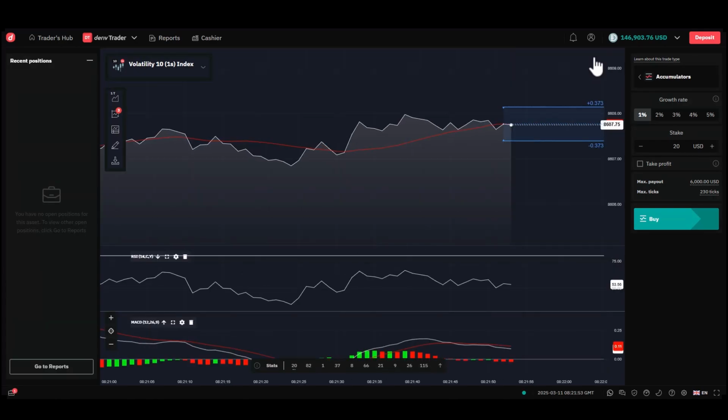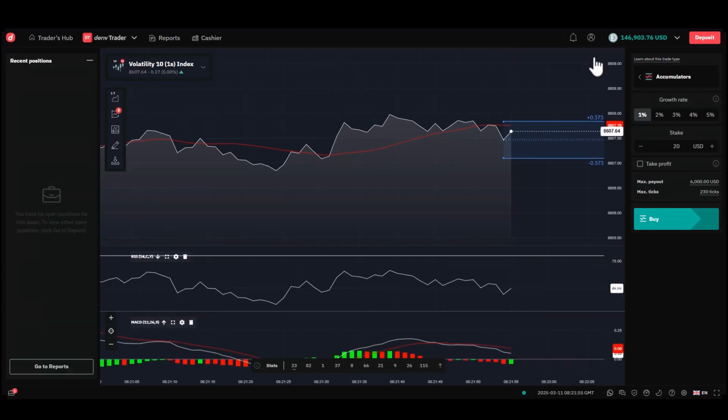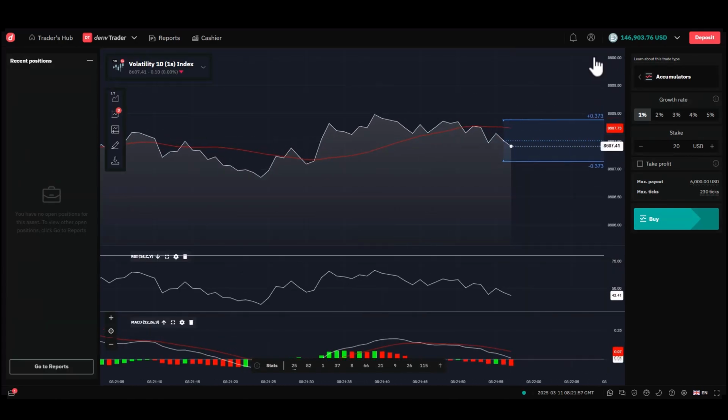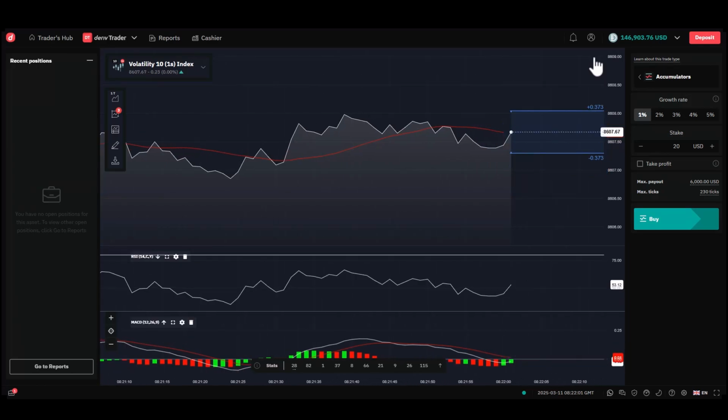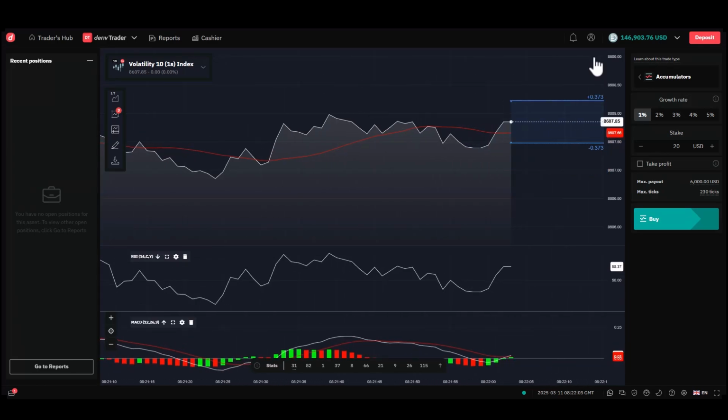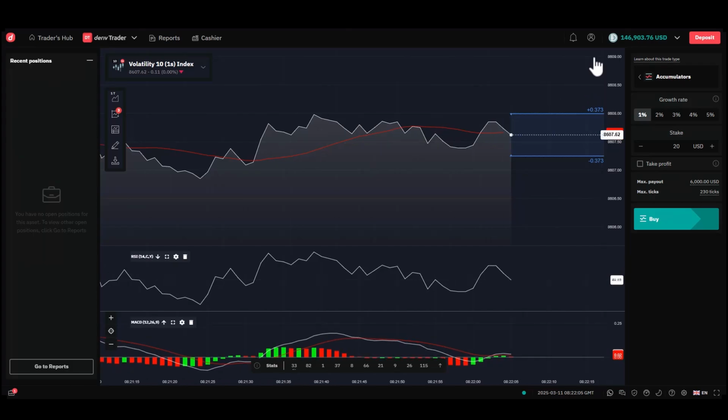All right, so that's pretty much it for options. In the next section, I just want to quickly show you something that can also be done, which is having a CFD and an options trade opened at the same time. So we'll do that next.